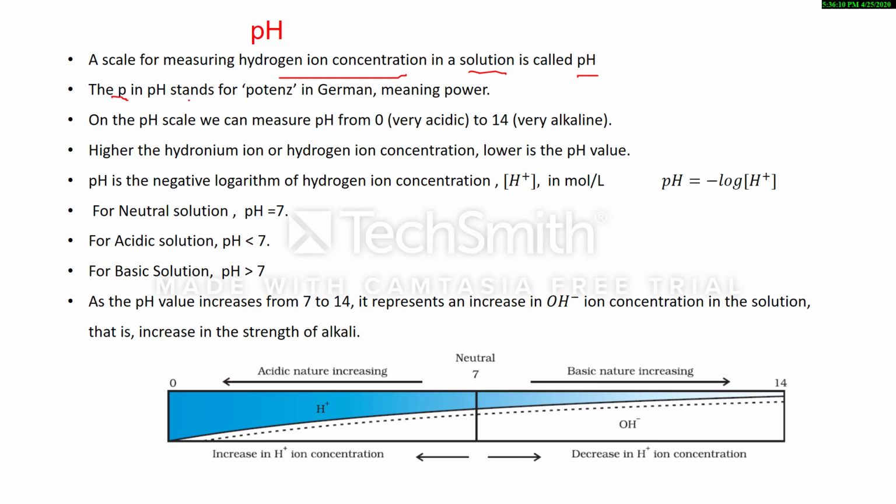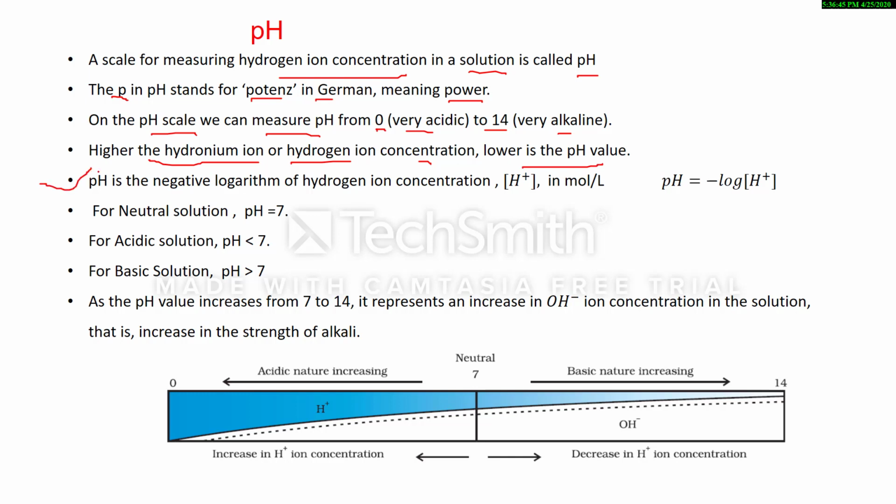In pH, P stands for potence. This is a German word and its meaning is power, or we can say potential: power of hydrogen or potential of hydrogen. On the pH scale, we can measure pH from 0 to 14. 0 means very acidic, 14 means very alkaline or very basic. The higher the hydronium or hydrogen ion concentration, the lower the pH value. Remember it. The more the concentration of hydrogen ion, the lower its pH will be.